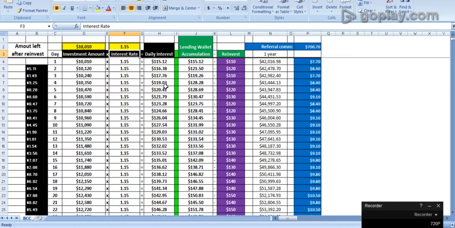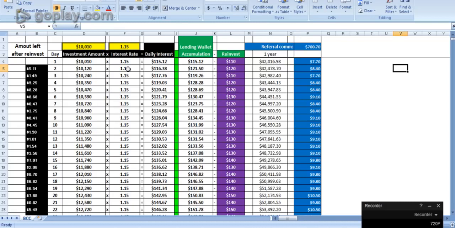Now, this one gets ridiculous how much money you make if you get in at this level. I mean, you skip years of the other one. You're already starting out. You put in your $10,010, you're immediately making daily interest of $115.12. You're able to make daily reinvestments of $110 immediately the first day. You'll start to get these payments 24 hours after you make your initial loan.